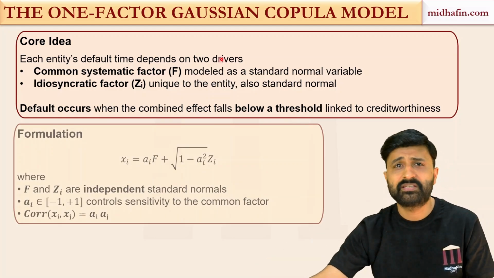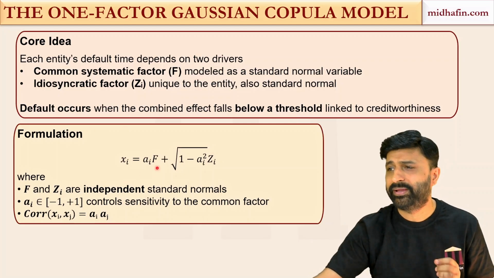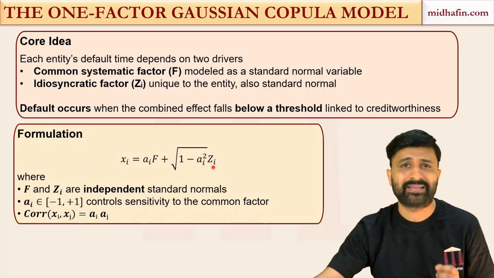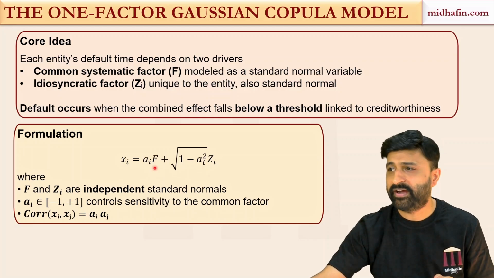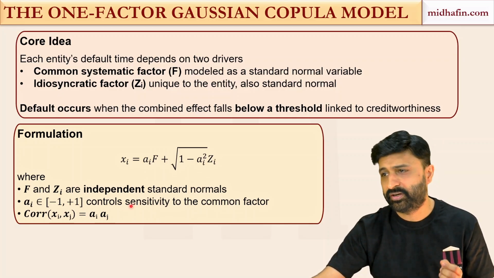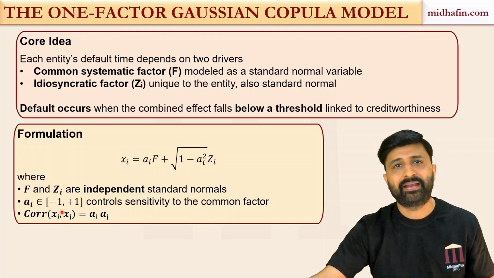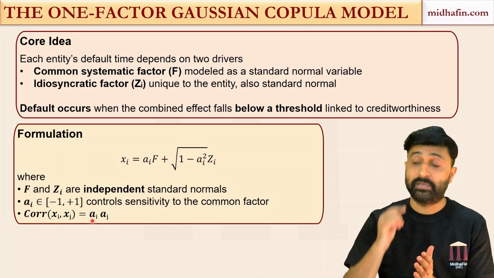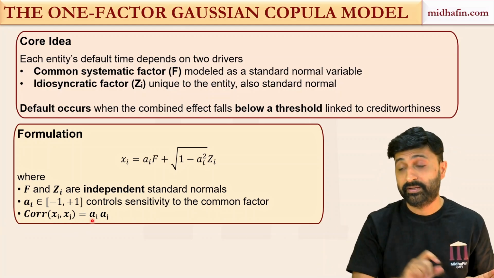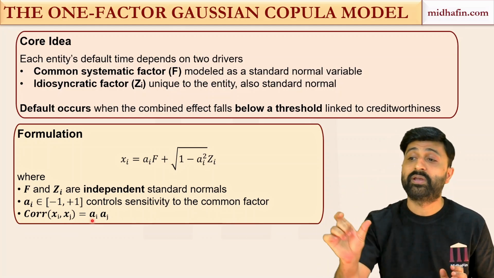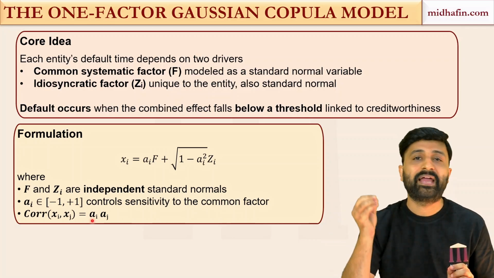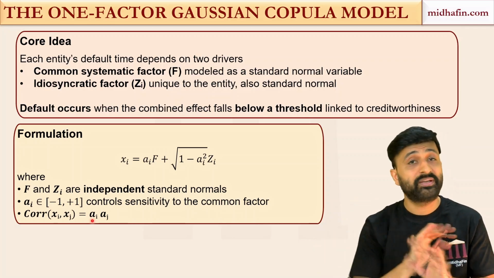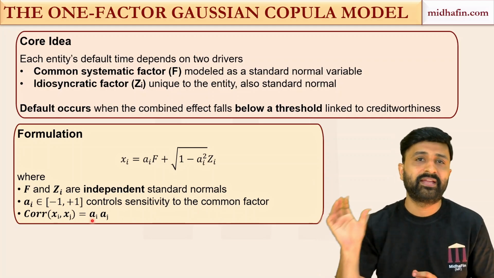So this is the formulation mathematically. Xi is equal to ai F plus square root of 1 minus ai squared times Zi. F is the common factor, Zi is the firm-specific factor. Both are assumed to be independent and standard normal variables. ai controls the sensitivity to the common factor, and higher ai means that defaults will tend to move together. In fact, if you remember from some other chapters and even in FRM Part 1, this part has actually been derived: the correlation between Xi and Xj is equal to ai aj. We have done the mathematical derivation also, although it is not important. That is why I'm explaining everything quite briefly here.